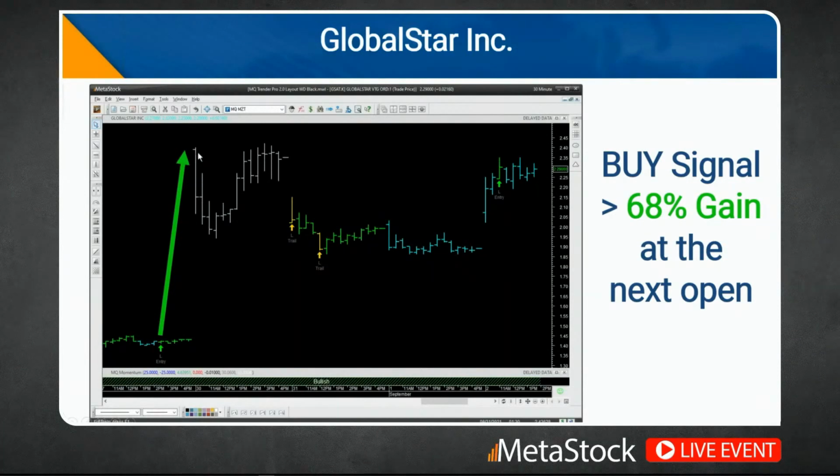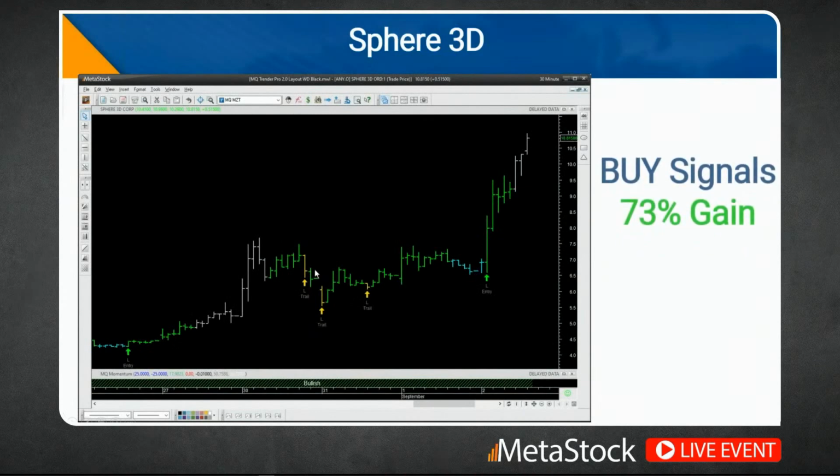No surprise that it was extended once we got up here, and that said take your profits, because we really didn't go up more from there. So we could have locked in our gains because we knew we were extended. Okay, pretty cool stuff.